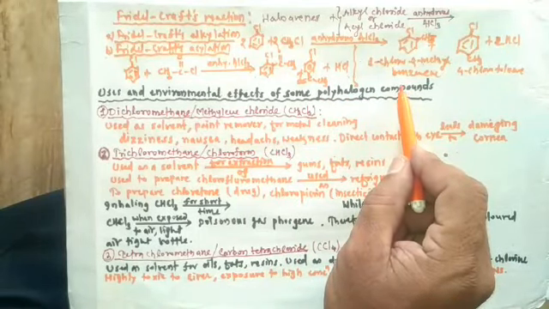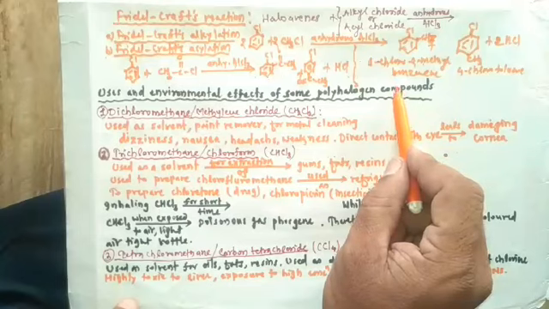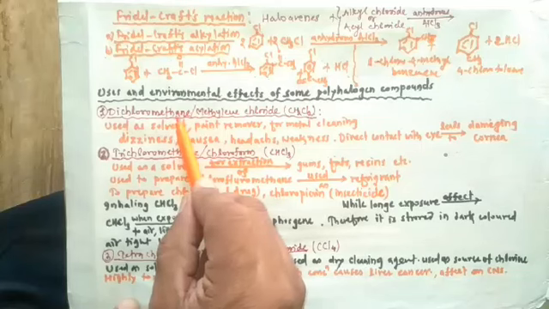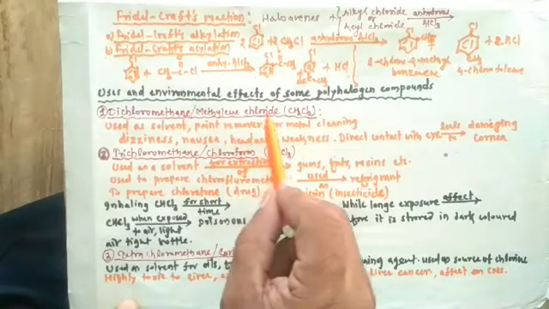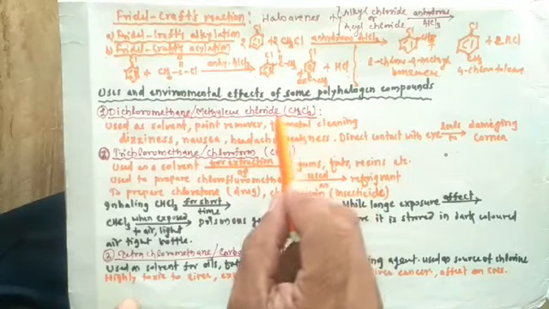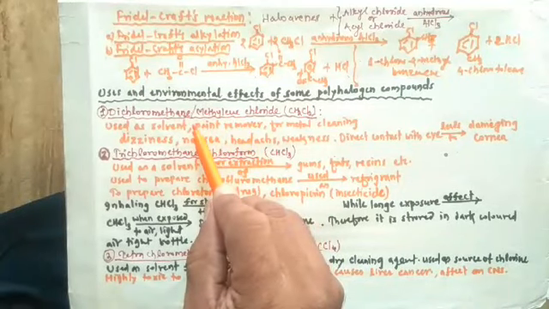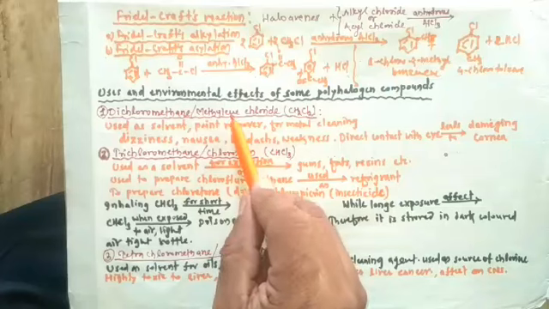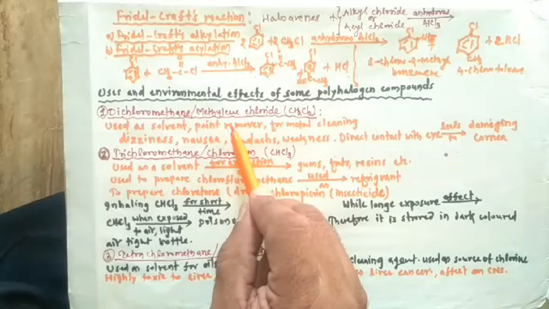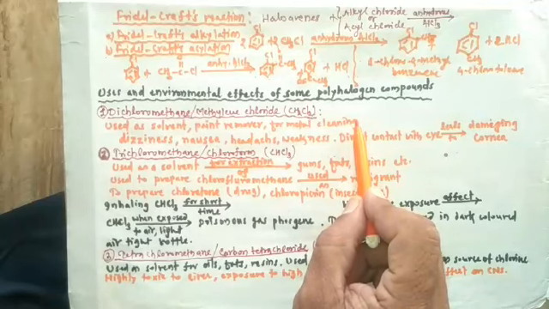Let's study uses and environmental effects. So the first compound is dichloromethane, also called methylene dichloride, having the formula CH2Cl2. Dichloromethane, or methylene chloride, can be used as a solvent in various reactions. It is also used as a paint remover, for metal cleaning, and for degreasing.